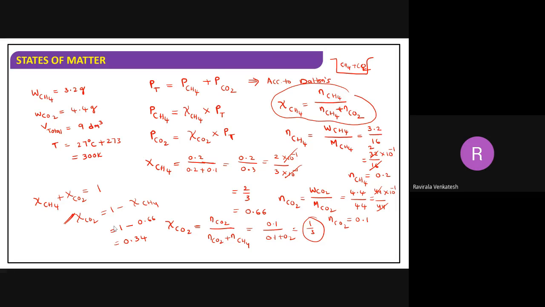After that, what do we have to calculate? They are asking for P total. But in this problem, P total is required to calculate the partial pressure of methane, and P total is not given. So what will we do here? We'll take another formula, not this formula.